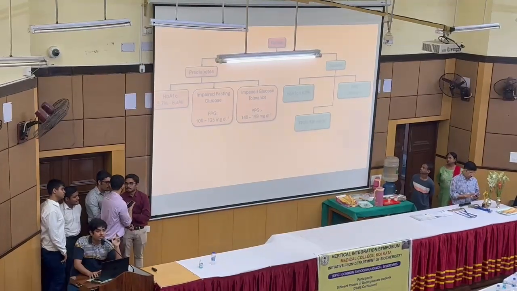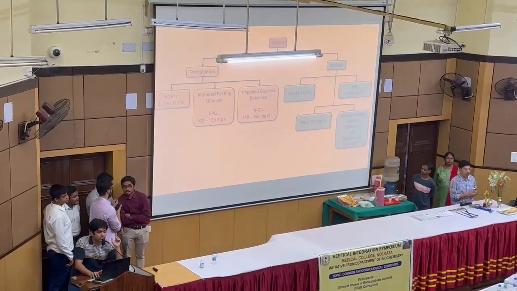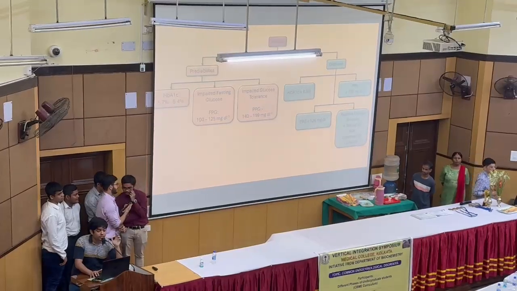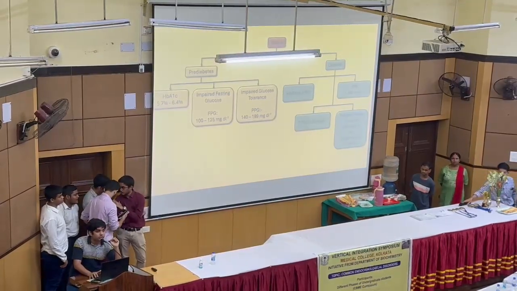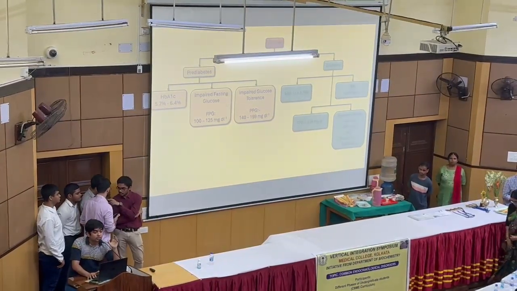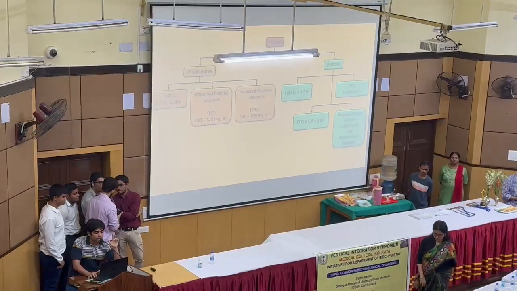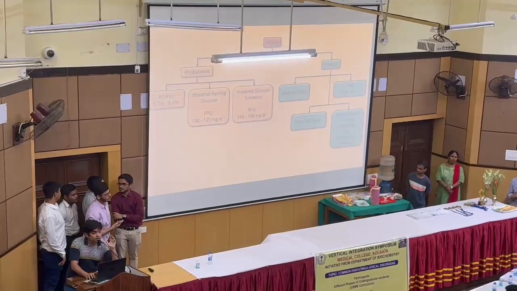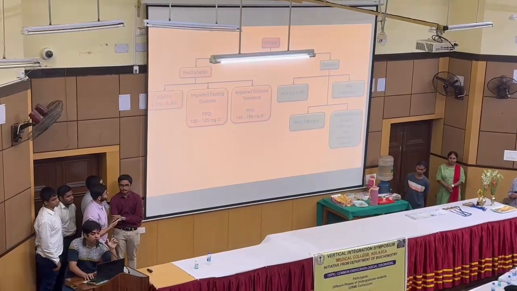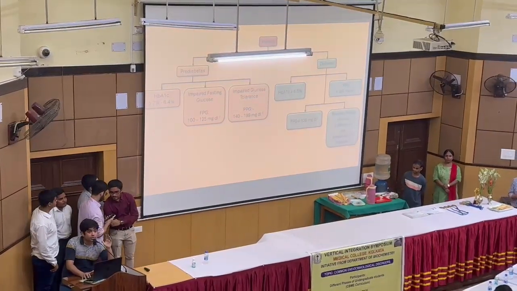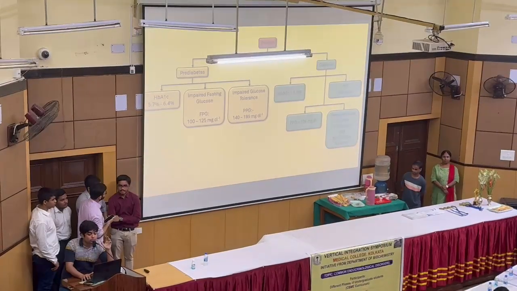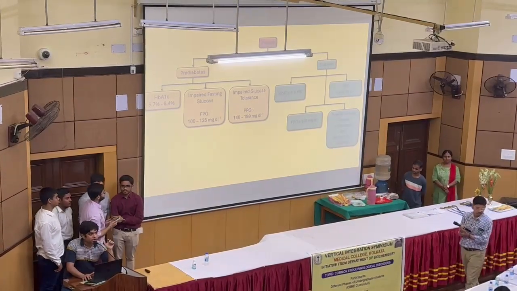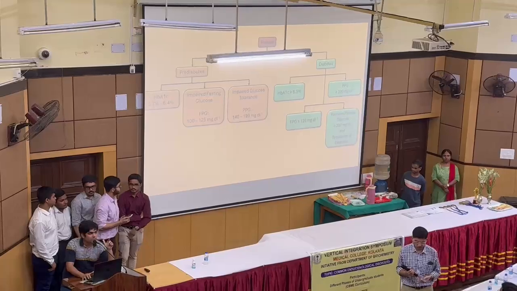Now we will talk about a diabetic patient. In order to be classified as a diabetic, the patient must have HbA1c level greater than or equal to 6.5%, or the fasting plasma glucose level must be greater than or equal to 125 mg per deciliter, or the postprandial glucose level must be greater than or equal to 200 mg per deciliter, or random plasma glucose level must be greater than or equal to 200 mg per deciliter, and the patient should also show symptoms of diabetes.